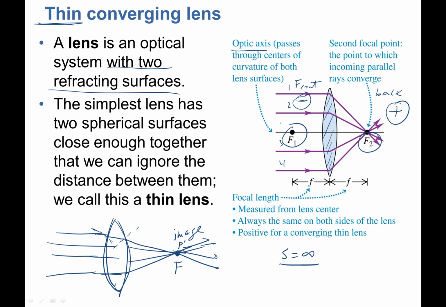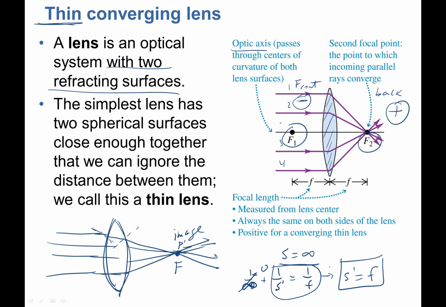I'm saying that P here is infinitely far away, but P prime is going to be at the focal length. One of the things we will see here is that the equation we use for the lenses is the same as the one we use for the mirrors: 1 over S plus 1 over S prime equals 1 over F. If I replace S with infinity, this whole term goes to 0, and then S prime equals F. That means the image will be formed at the focal point.